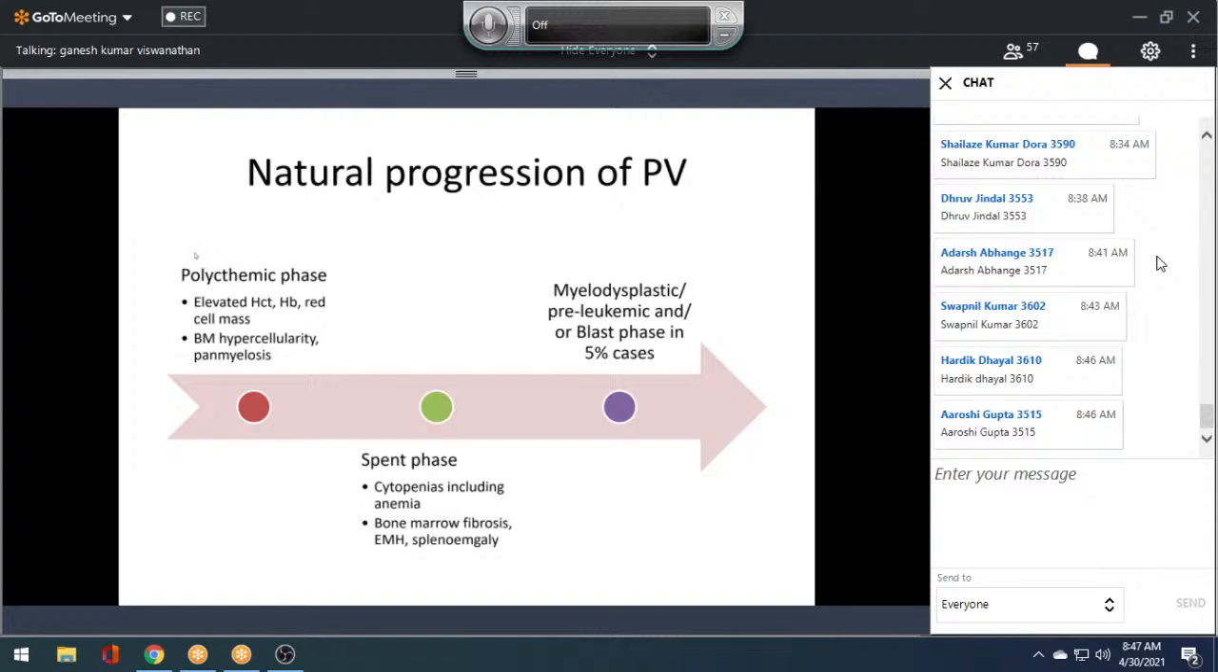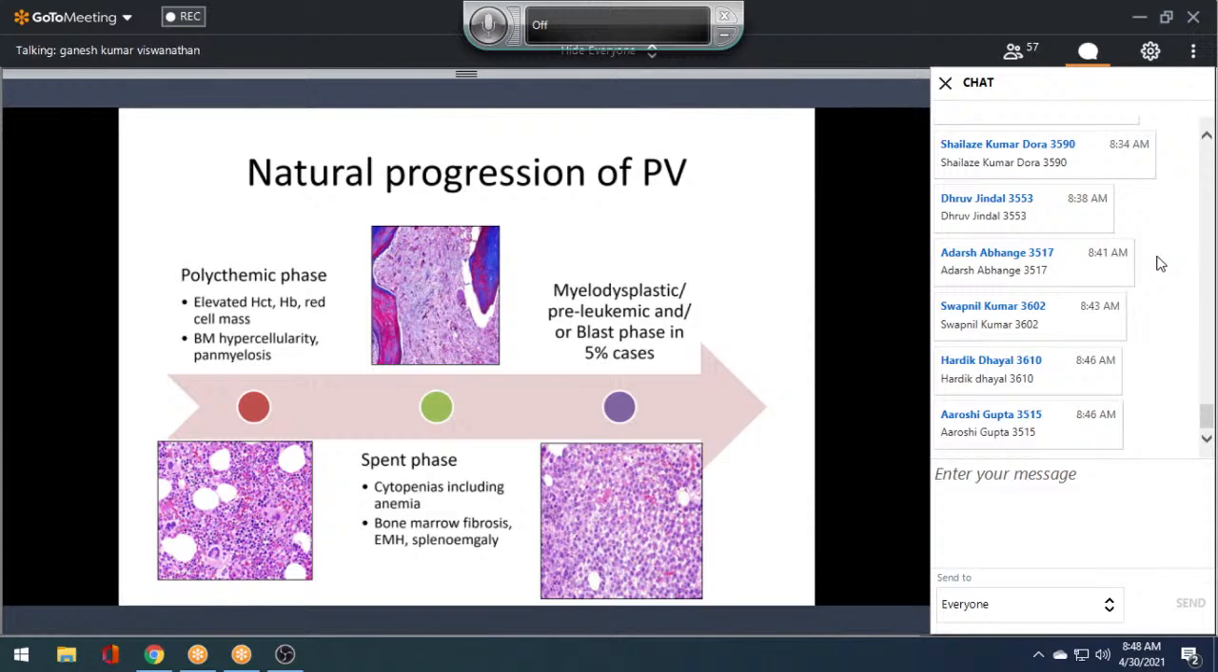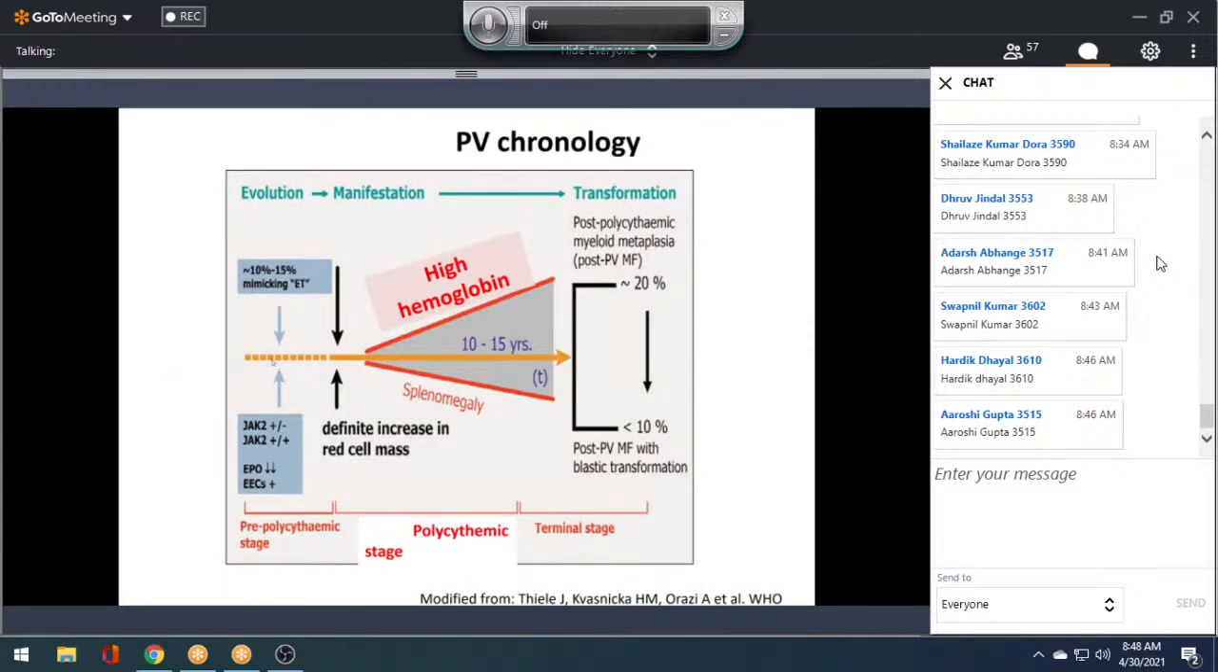Normally, it's a polycythemic phase which progresses on to a spent phase or a leukemic phase in case of polycythemia vera. The survival is usually long, even without treatment. It goes on for 10 to 15 years. And in the final stages, it transforms into a fibrotic phase or a spent phase.